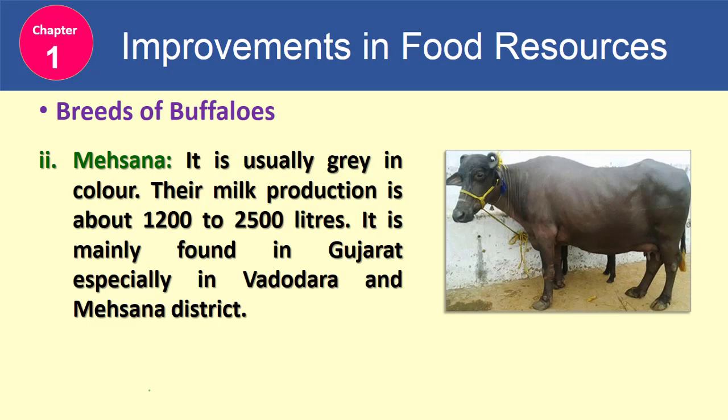Second is Mehsana. It is usually grey in color. Their milk production is about 1200 to 2500 liters. It is mainly found in Gujarat, especially in Vadodara and Mehsana district in Gujarat. So we can say that it is also a good milk yielder, as it yields about 1200 to 2500 liters, as Murrah.